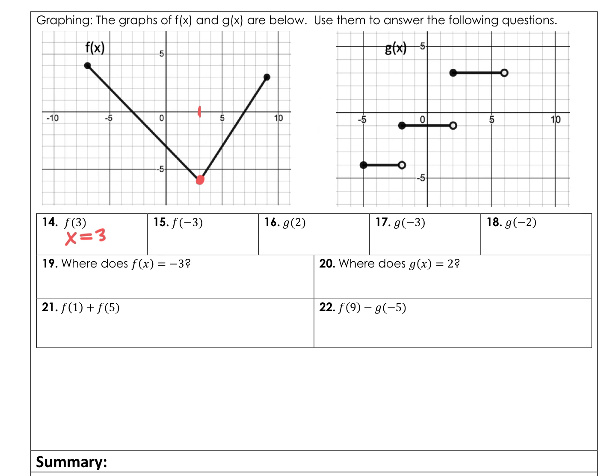So what point is that? That's 3, negative 6. I'm going to go ahead and write it down. 3, negative 6. So when I input a 3, I output a negative 6. That's my y value. Y's are the outputs.